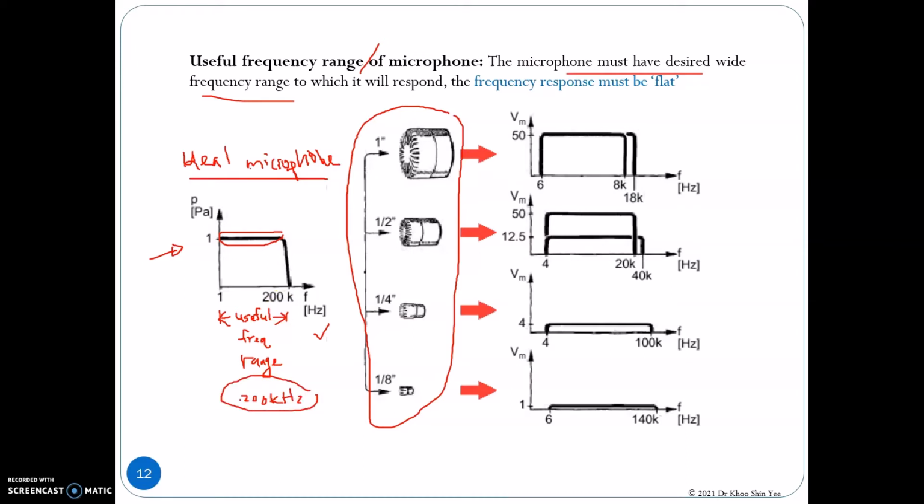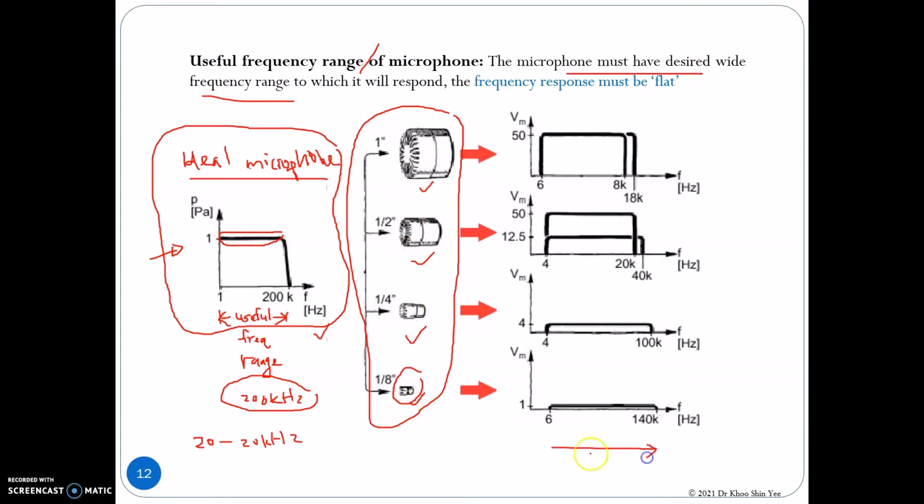This frequency range is more than sufficient for the acoustic application, where we only need 20 Hz to 20 kHz. Remember, this is for the ideal case, where it is desired to have as large and broad a frequency range as possible, but in actuality it is limited by the size of the microphone. You can see that when the size is smaller, the frequency range is larger, but when the size of the microphone is larger, then the frequency range will be reduced.